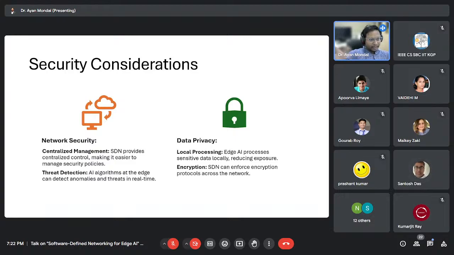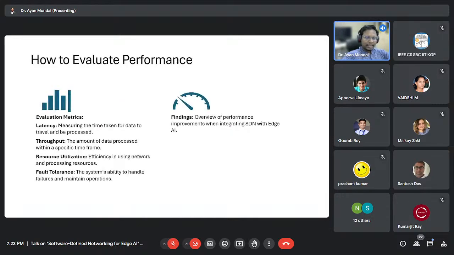So now we have talked about two aspects: SDN and Edge AI. Edge AI ensures data privacy, and SDN ensures network security through centralized management. As you have centralized control over the network, you can detect or update your network about threats happening in any part of the network very quickly, within a fraction of a second. Also, the data processing is happening locally, so the privacy is higher, and SDN can enforce encryption protocols across the network. These security and privacy facilities provided by SDN can also be used for the cloud, but we are looking into how they can help the edge itself.